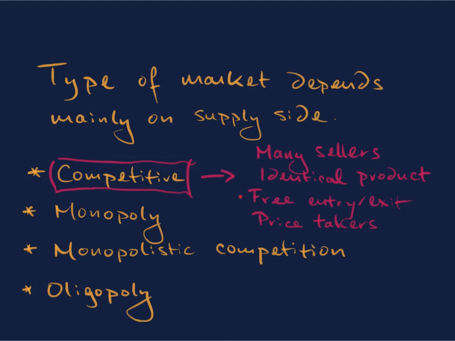A final important characteristic of a competitive market in the long run is that there is free entry and exit of firms into the industry. That's different from, for example, monopoly, where there is a single firm in the business and no one else is allowed to enter the market.